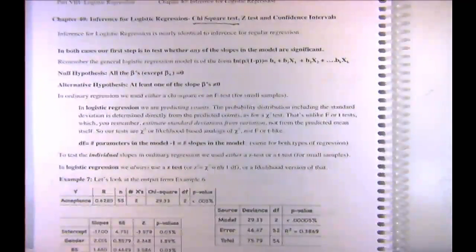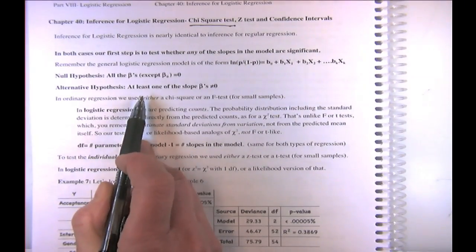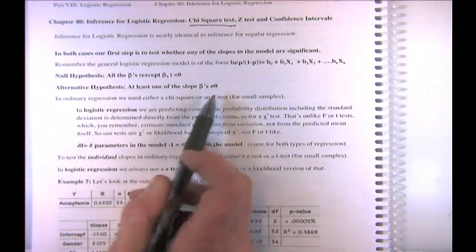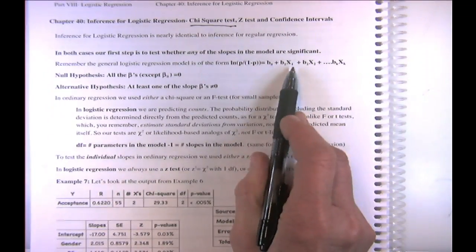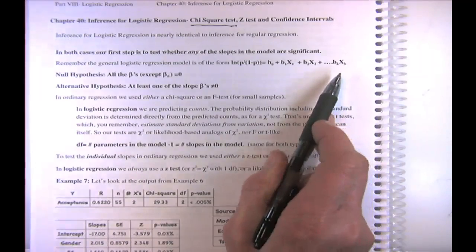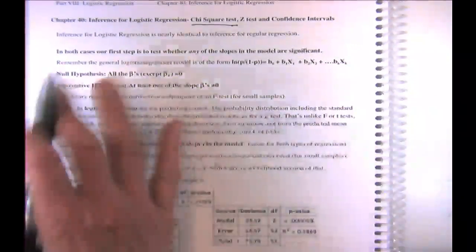And then the alternative hypothesis is the same as before: at least one of these slopes, one of these predictor variables, gives us some information about whether or not people get into med school. Okay, so that's the idea.